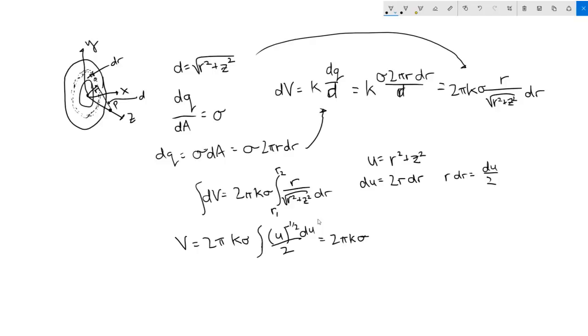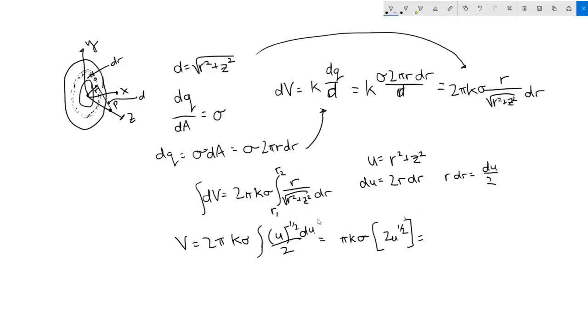So this ended up being, well, actually the 2 is going to cancel with that 2, so we can actually get rid of that. So this will be 1/2 u to the 1/2. No, sorry, it'd be 2. 2u to the 1/2. Integrating from, well, again, we'll come back to the limits of integration.